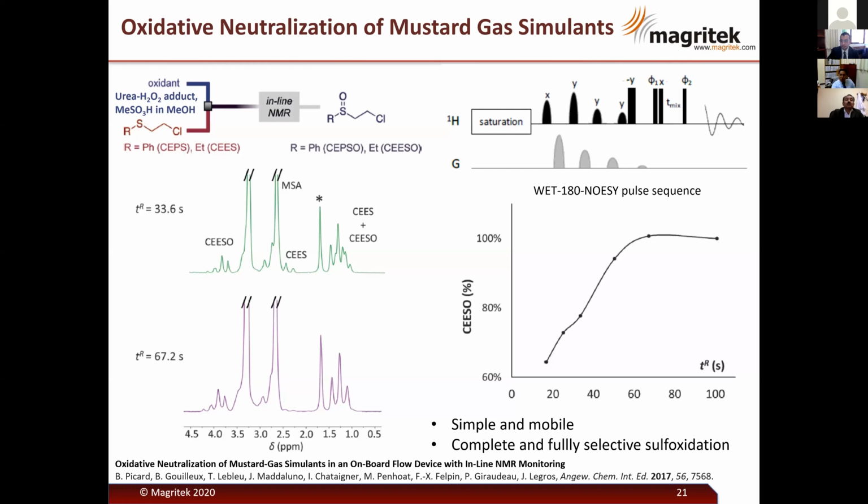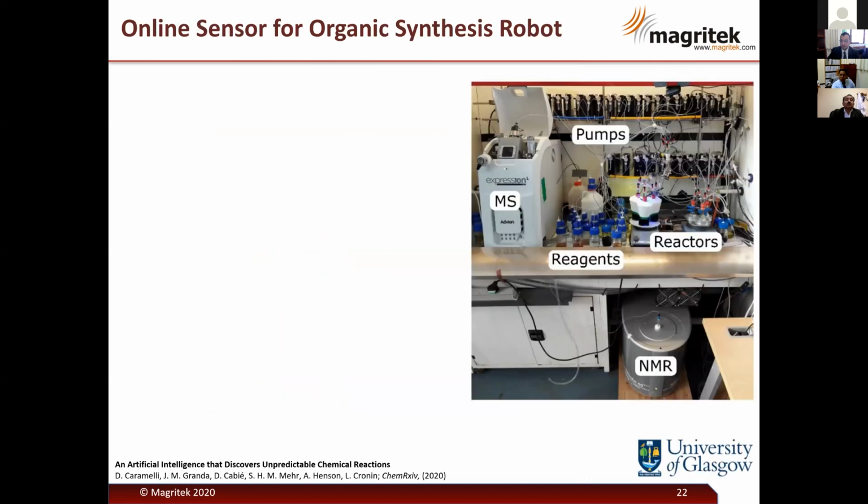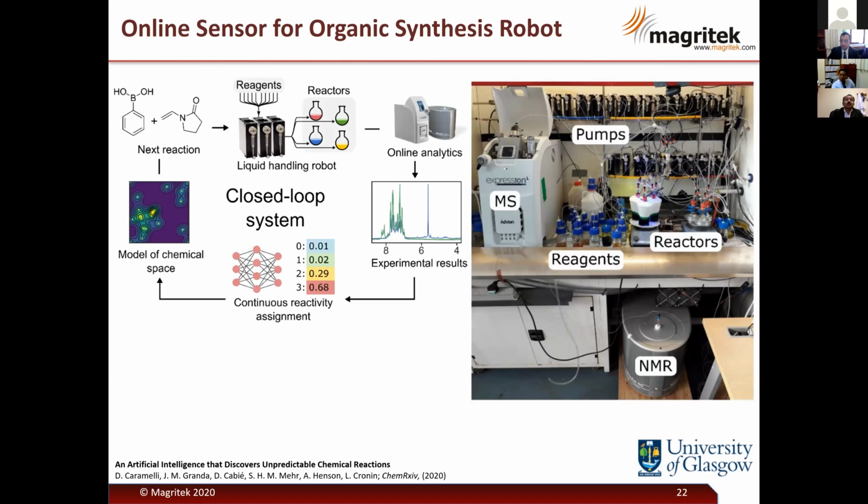So this is the last example that I'd like to discuss, and this is the use of a benchtop NMR system as an online sensor for an organic synthesis robot. Dr. Lee Cronin's lab at the University of Glasgow in Scotland has pioneered the field of robot-driven discovery of novel organic chemical reactions. So artificial intelligence works in this closed loop system to explore the chemical space.